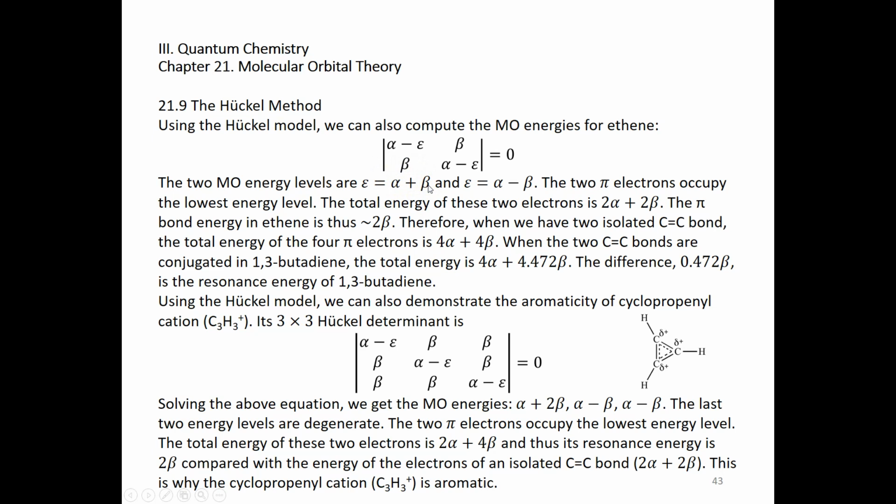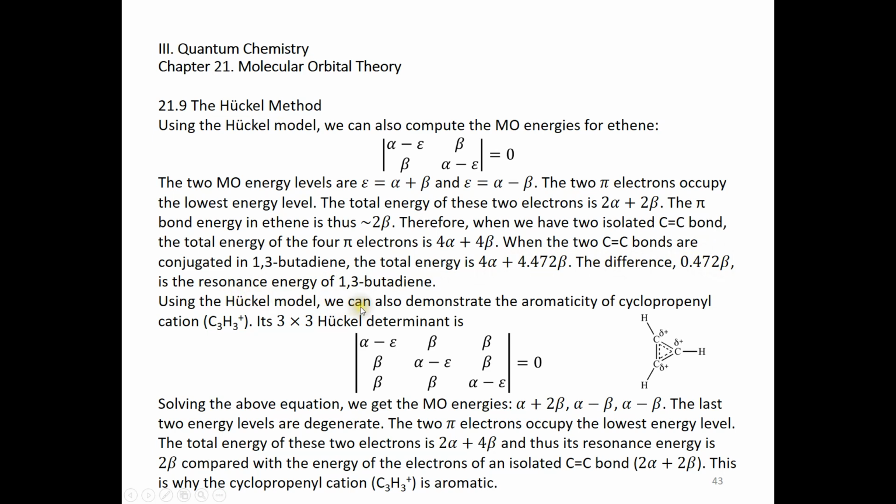Now, what if you have a molecule that contains 2 separated double bonds, unconjugated? For each double bond you have this much energy, and for the second double bond you have this much energy. Therefore the total is 4 alpha plus 4 beta. Again, get back to 1,3-butadiene. The total energy of the 4 pi electrons is 4 alpha plus 4.472 beta. So we can take the difference. We get the resonance energy for 1,3-butadiene, which is roughly 0.5 beta.